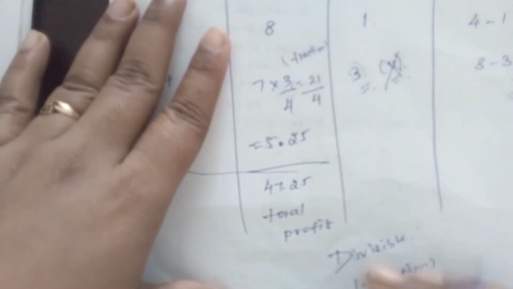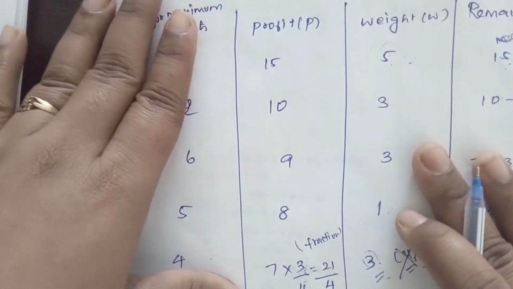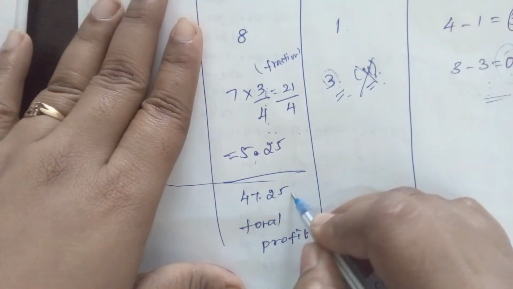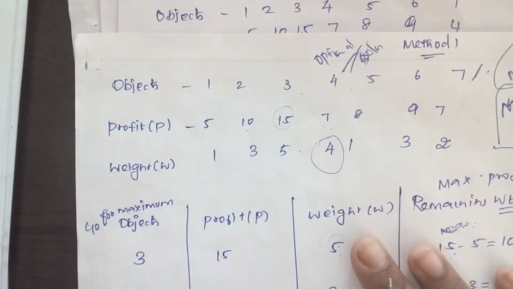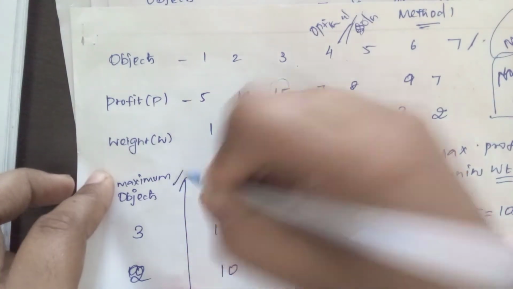Now we have to find the maximum profit. Our goal is to find the maximum profit, so we add 15, 10, 8, 9, and everything else. The value is 47.25. This is one method for solving the fractional knapsack problem. This is the first method, going for the maximum profit.